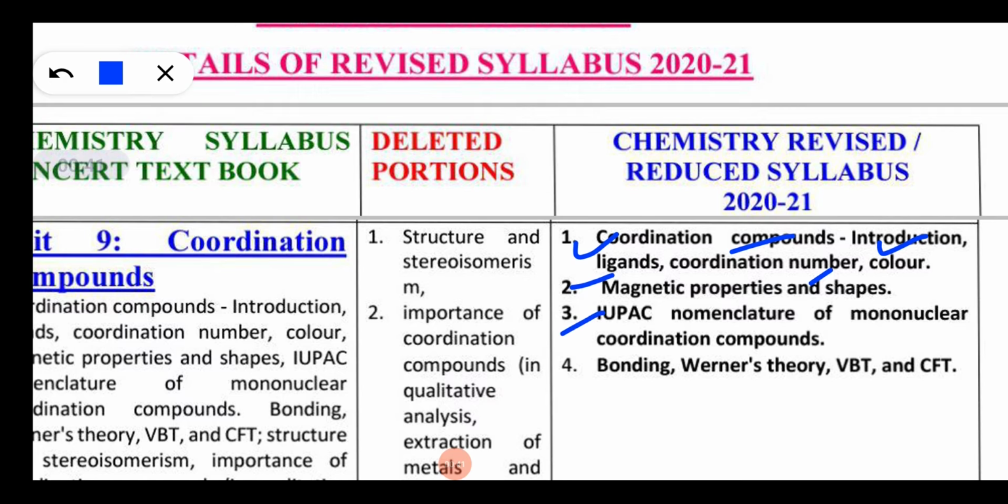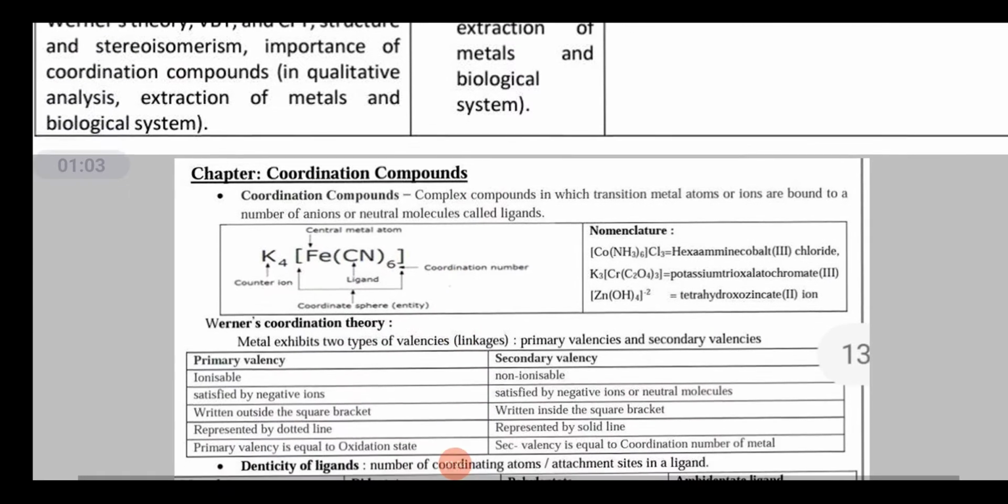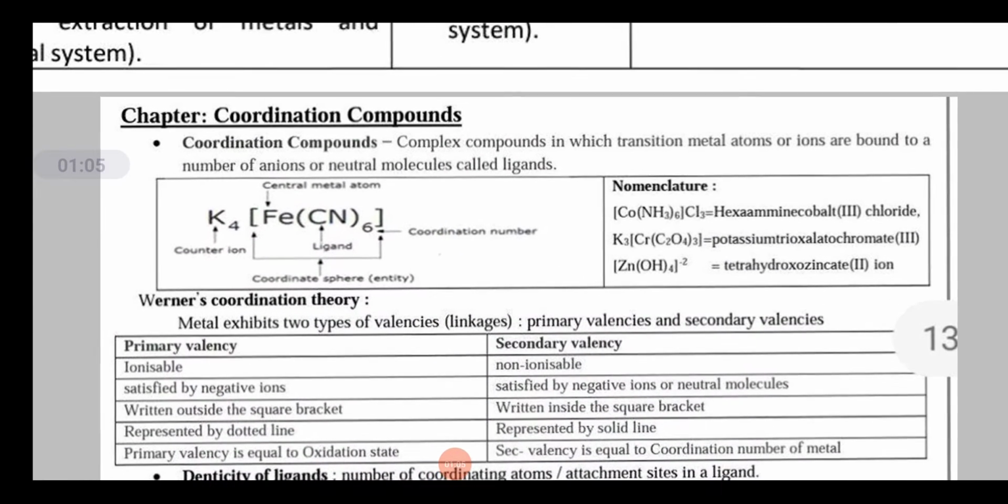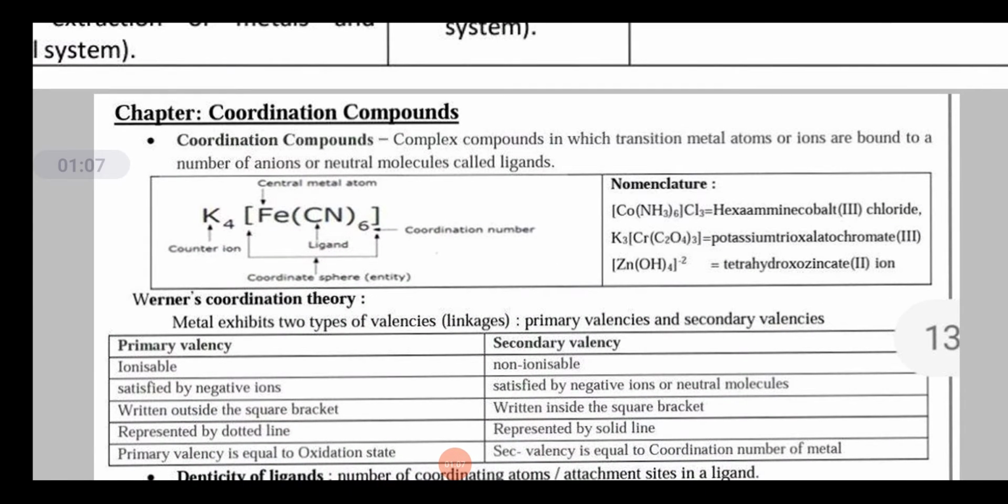Then you have to have a command on IUPAC nomenclature, then Werner's theory, valence bond theory, and crystal field theory. So this is the portion. You need not study anything about isomerism now. Geometrical, optical, you don't have to read anything, and the application part has also been deleted now. Now we'll first of all explain the basics of coordination compounds.